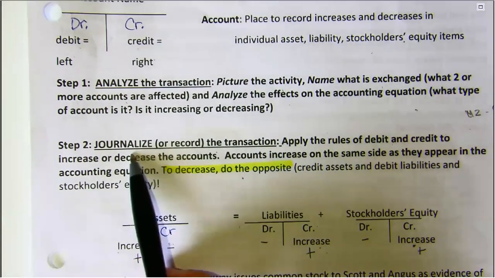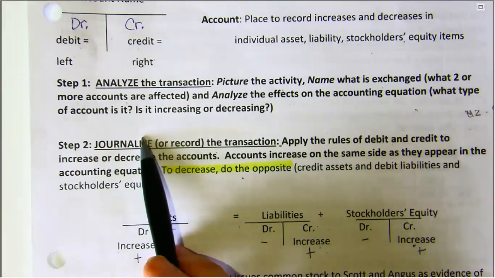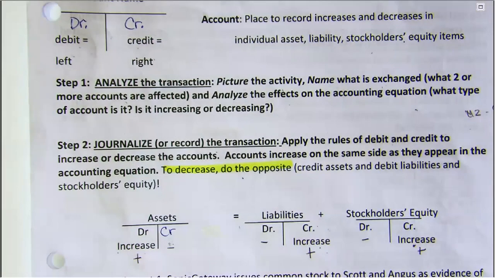And the word journalize has the word journal in it. A journal is a daily record, right? Like a diary. And basically, this is a diary or a daily record of all the business's transactions. So it gives you the whole transaction. What 2 accounts are affected? Are they increasing or decreasing? And then we give a little explanation as to what happened.